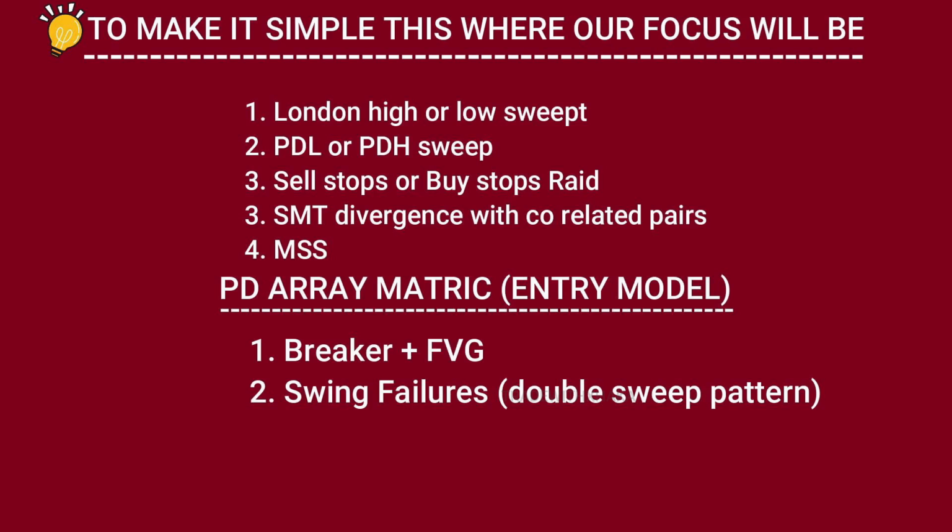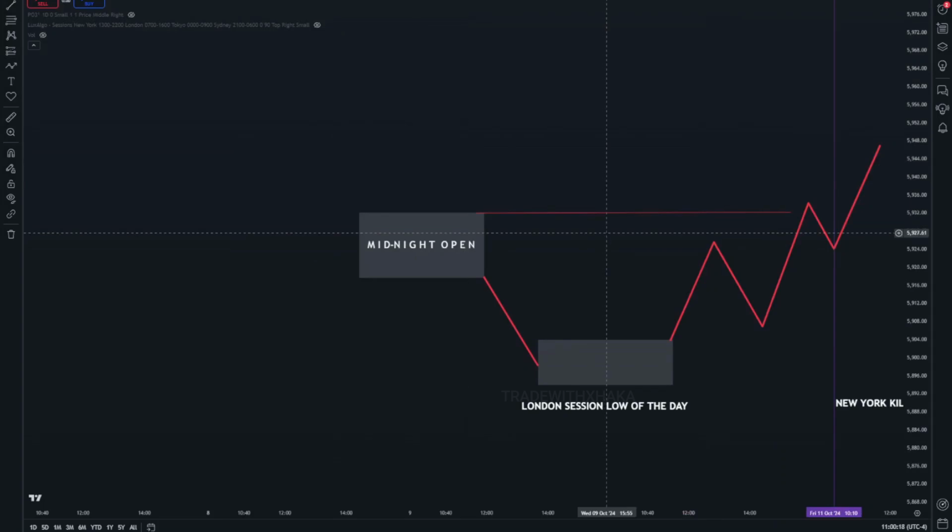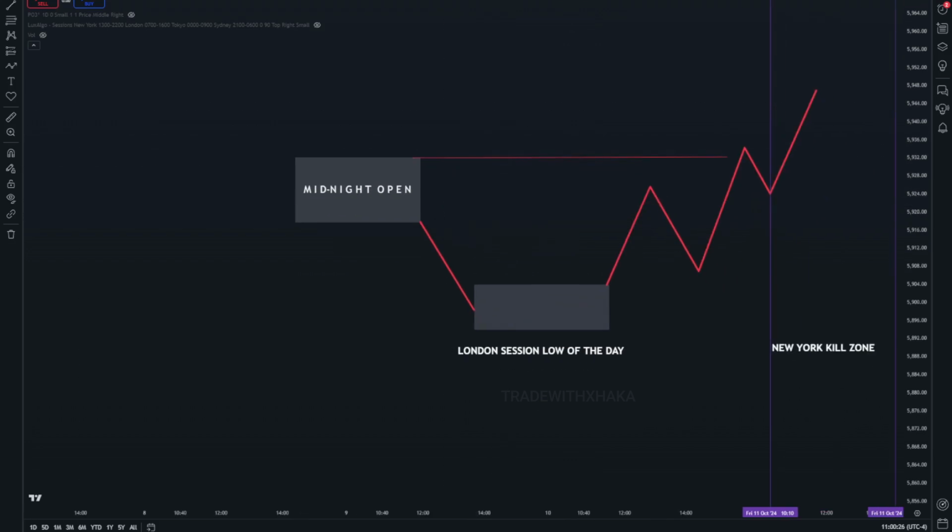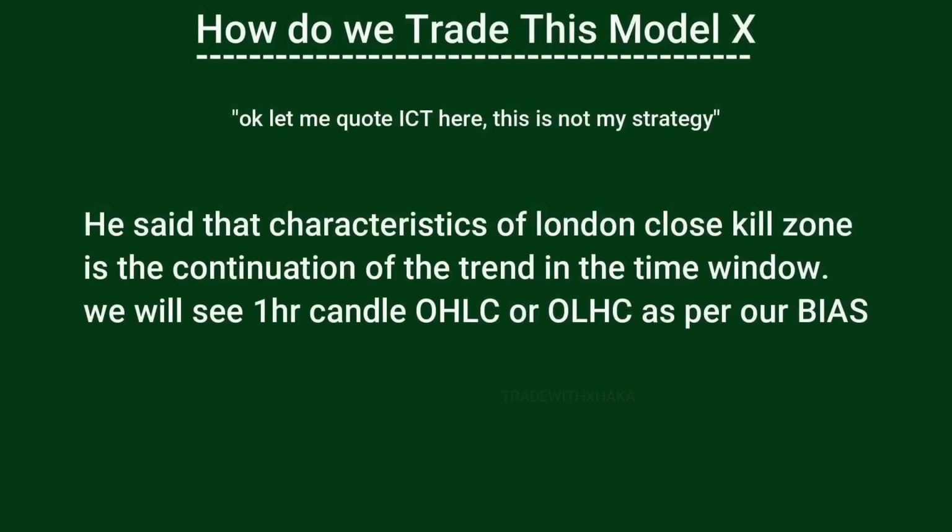So now let's go to the illustrative diagram for you to see. So here is the schematic diagram of this Model X. Let me explain before moving to a live example. But before we start, let's repeat the statement we're about to represent in the diagram. What does the statement say? The Model X is said, as I'm putting ICT here, he said that the characteristics of London close Q zone is the continuation of a trend in the time window. We will see 1 hour candle open high low close or open low high close as per our bars.